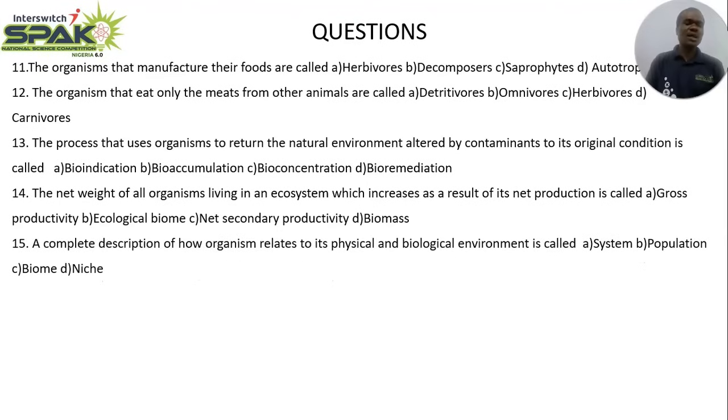The next question says a complete description of how an organism relates to its physical and biological environment is called that. A, system, B, population, C, biome, D, niche. A complete description: the total duty, functional role, complete activity.